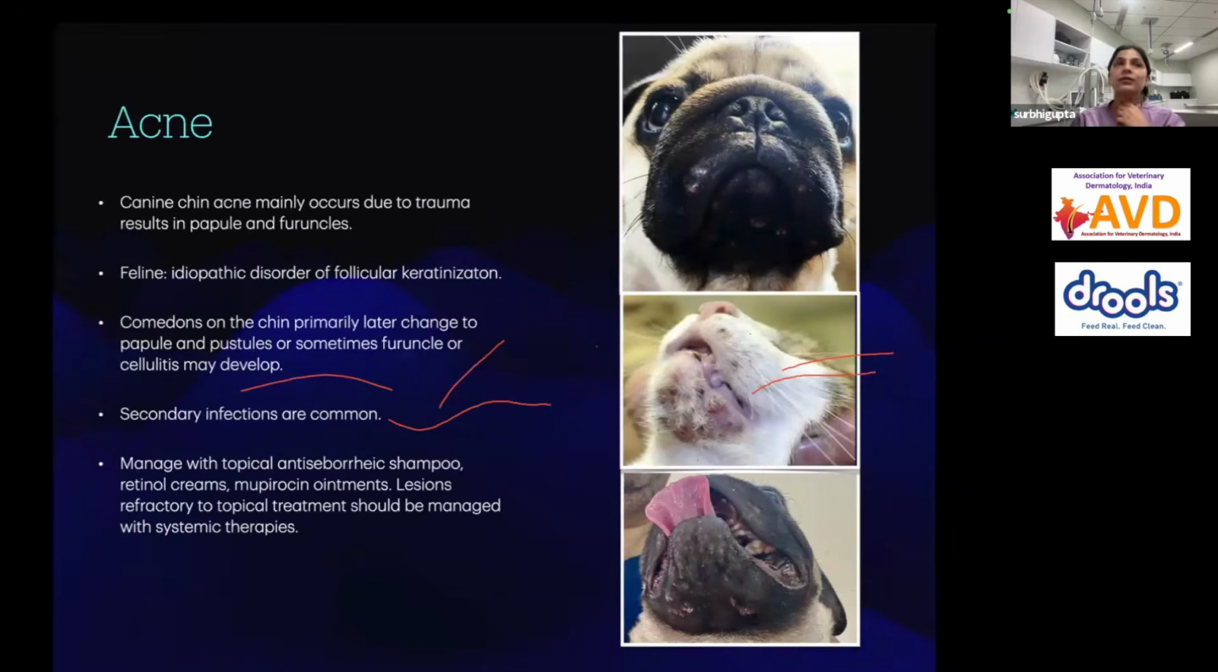For cats, only a few shampoos or products can be used, like tar shampoos are not recommended in them. So yeah, topical tretinoin creams can be used, and mupirocin ointments can be used. That will help in management of that. Or washing that particular area 2 to 3 times will help you in keeping it clean.